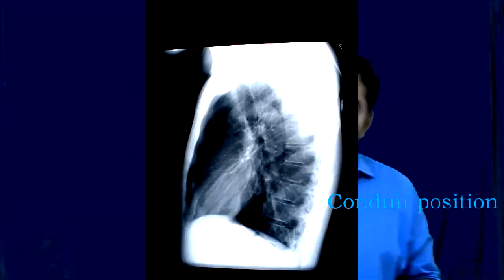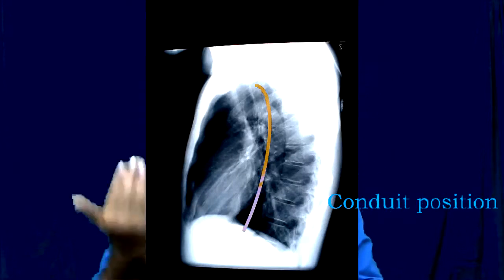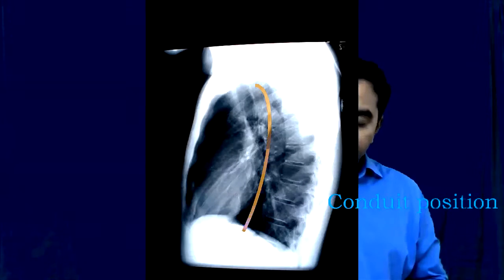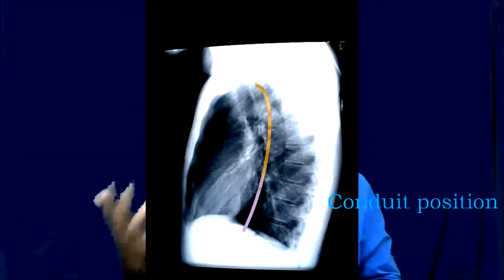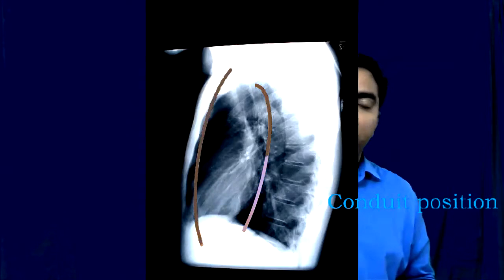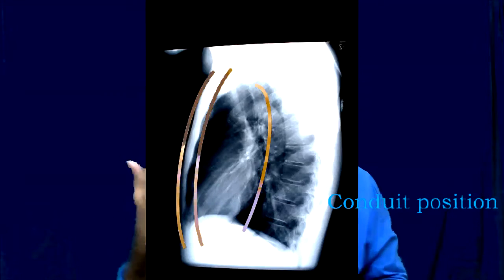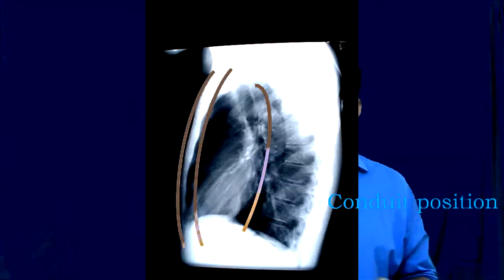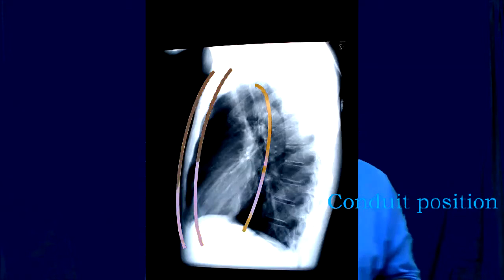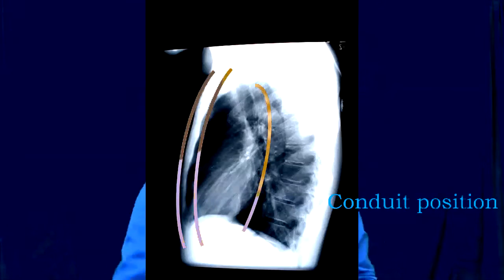Next is the conduit position. Where will we put this conduit while anastomosing with the esophagus? The most common is the posterior mediastinal space. The posterior mediastinal space is the most common space through which we pass the gastric conduit because it is the most direct path. We can also pass it substernally or through a subcutaneous position. Through the subcutaneous position, it is cosmetically not good, even though functionally okay. But anyway, the most common conduit position used is the posterior mediastinal space.